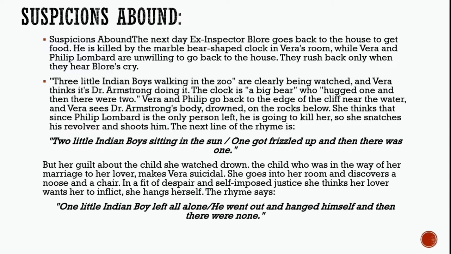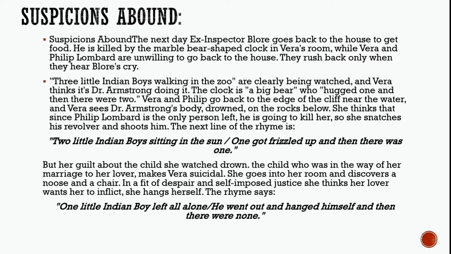Philip Lombard goes back to the edge of the cliff near the water. Vera sees Dr. Armstrong's body, drowned on the rock below. She thinks that since Philip Lombard is the only one left, he is going to kill her, so she snatches his revolver and shoots him. The next line of the rhyme is, two little Indian boys sitting in the sun, one got frizzled up and then there was one. So now Vera thinks Philip Lombard was the only one who killed everybody, and now he is the remaining one who will kill Vera Claythorne as well.